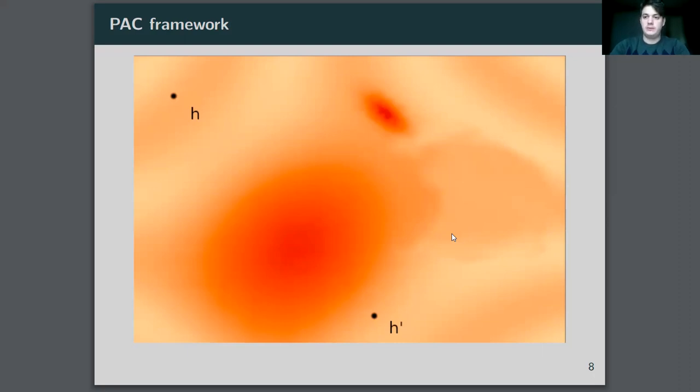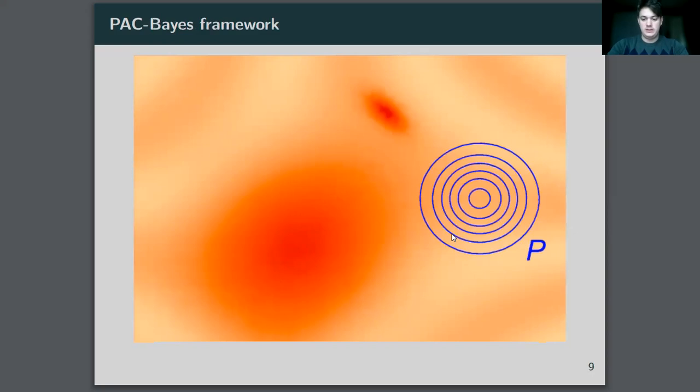So we need something different. That is where the PAC-Bayesian framework comes in. It's a similar type of framework, but it's based on Bayesian inference in a sense.